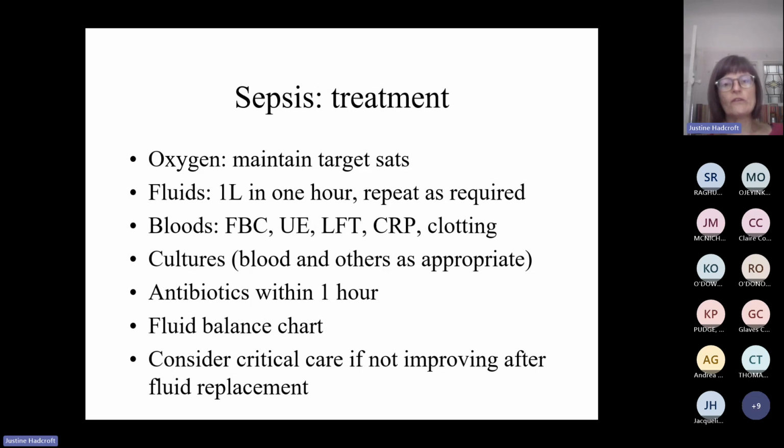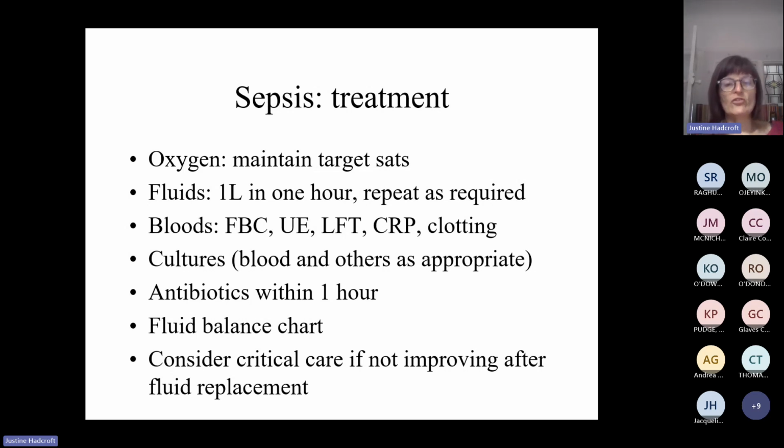Always send blood cultures and any other cultures that you think are relevant. So if somebody's got a pneumonia, send off sputum. If you think it's a UTI, send off urine. Give antibiotics within 1 hour. So for sepsis, it's really important to get antibiotics in very quickly. So for pneumonia, we're saying within 4 hours, but for sepsis, it should be within 1 hour.